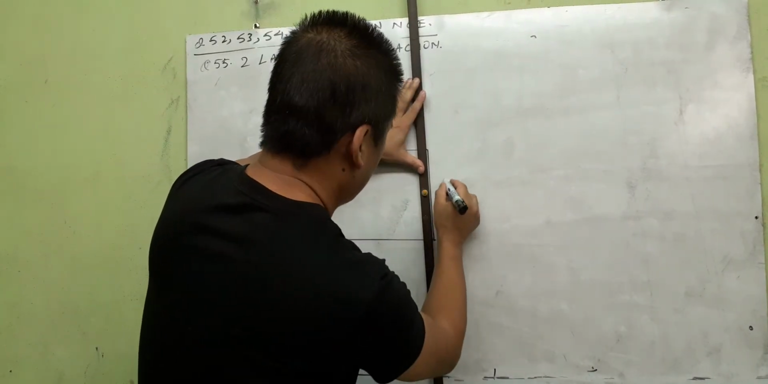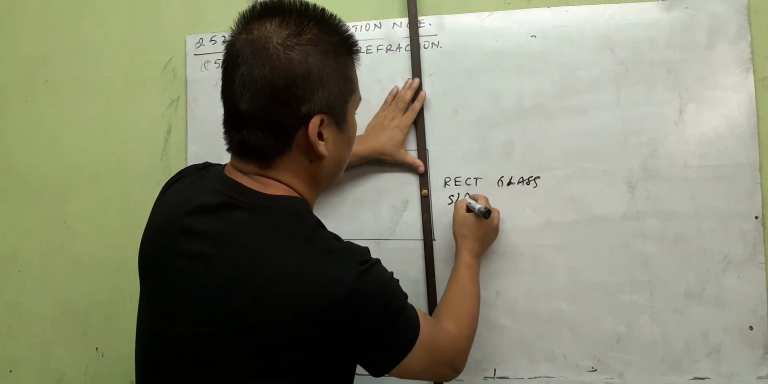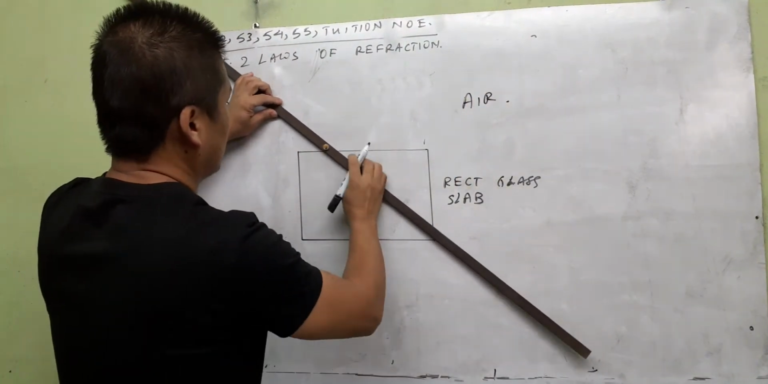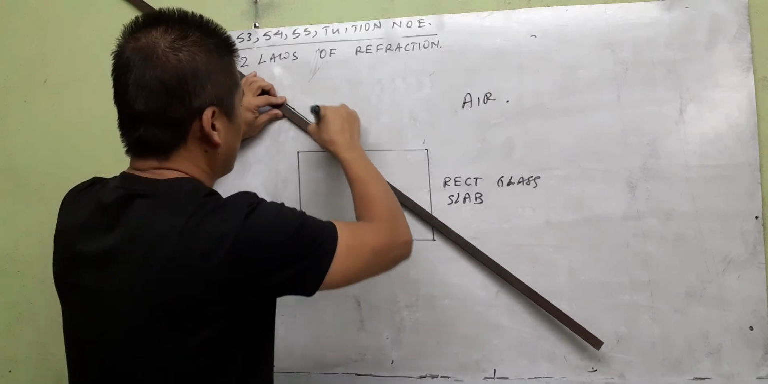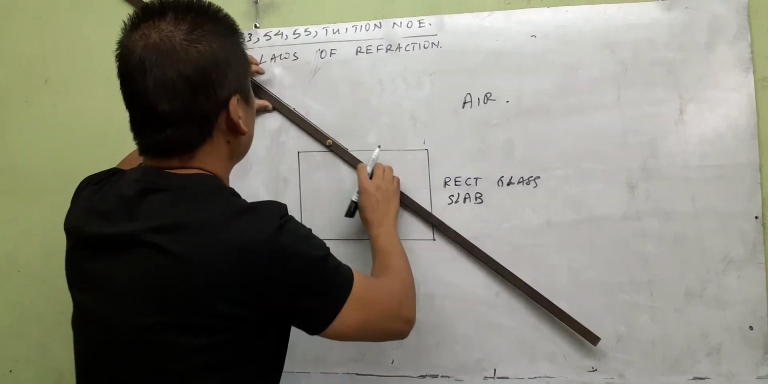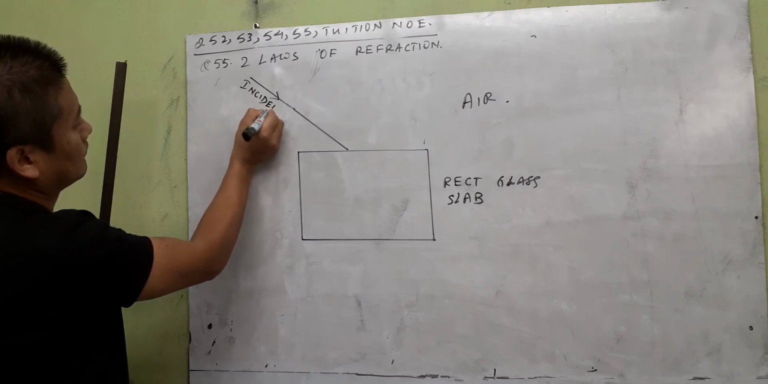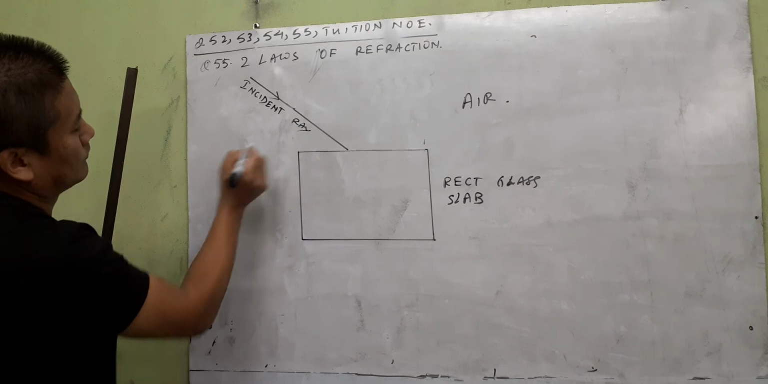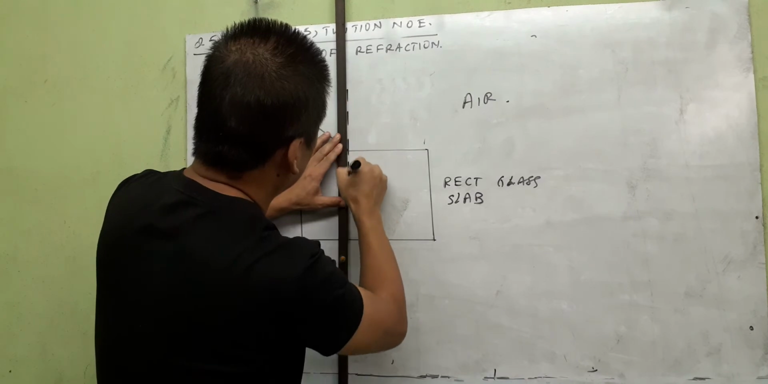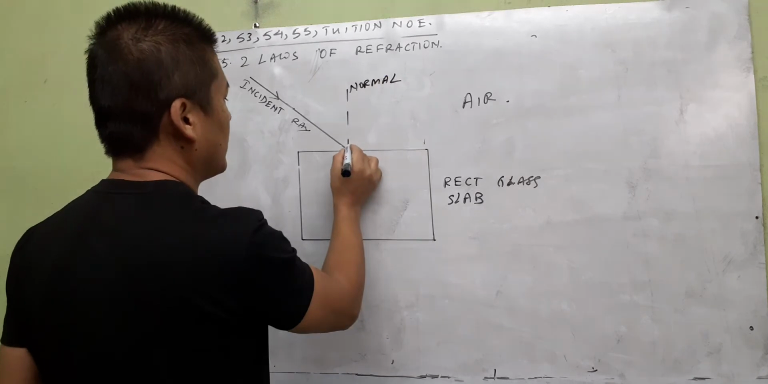So this is the rectangular glass slab. Above it is the air. Let's pass a light ray obliquely. Here, the first ray is called the incident ray. This point where it strikes is called the point of incidence. Let us draw the normal there. This is the normal at that point of incidence, means make it 90 degrees.